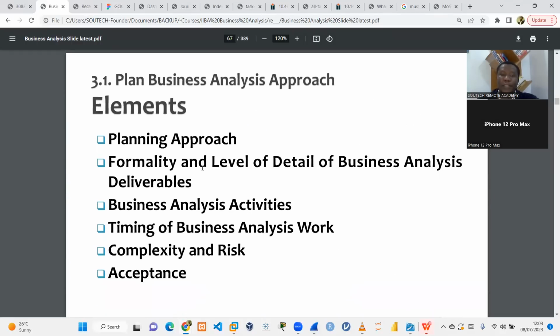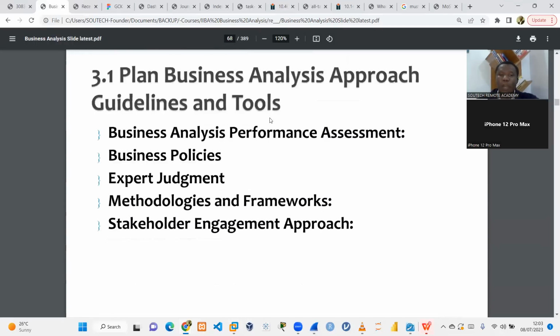What are the elements? Planning approach, formality and level of detail. Then you do some activities. You need some timing. You need to look at the complexity and risks. Then you need to look at what you're going to be accepting at the end of the day. So these are some of the elements for plan business analysis approach. Then, what are some of the tools? What are some of the guidelines you can use? So there's what we call business analysis performance assessment.